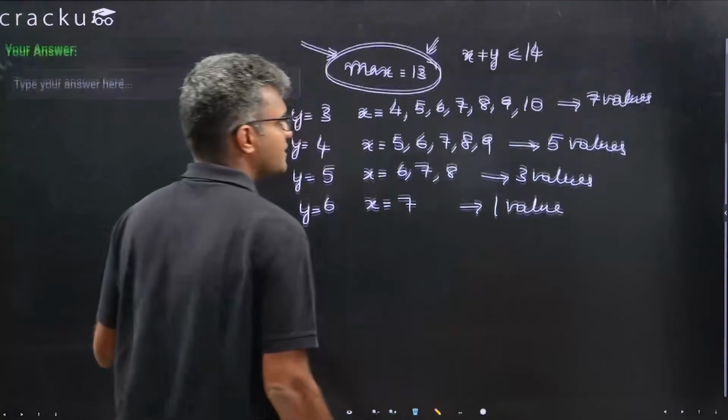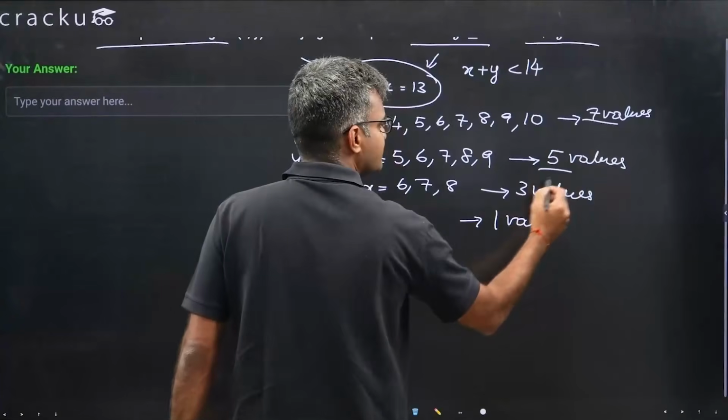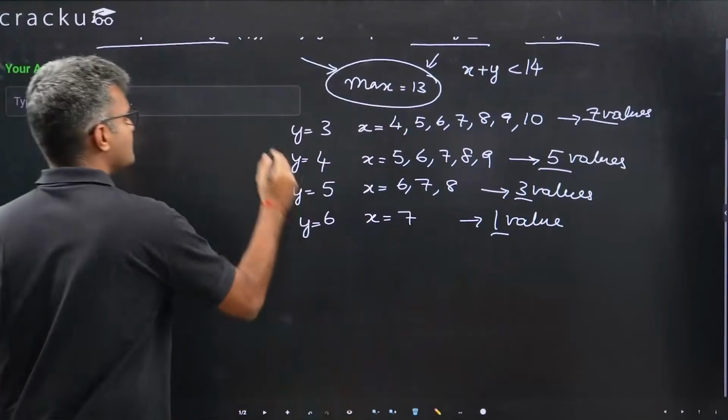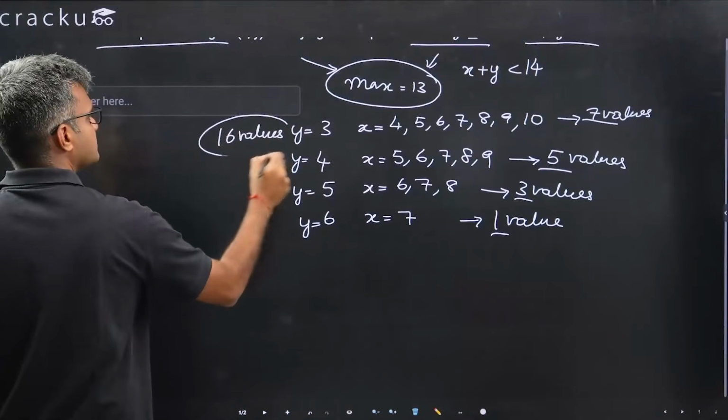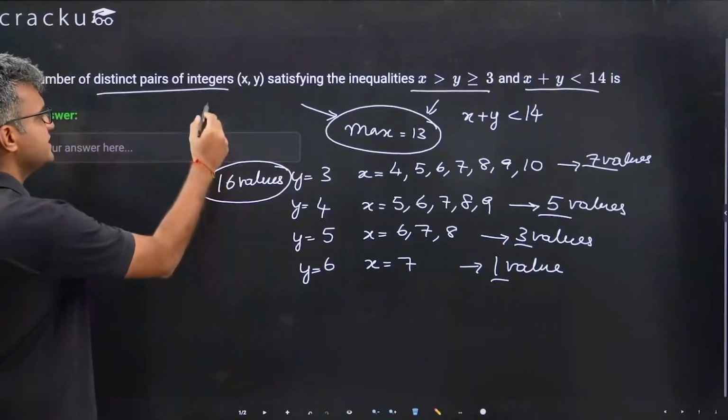So the total number of values it can take is 7 plus 5 plus 3 plus 1, which will come to equal 16 values. So the answer for this particular question is 16.